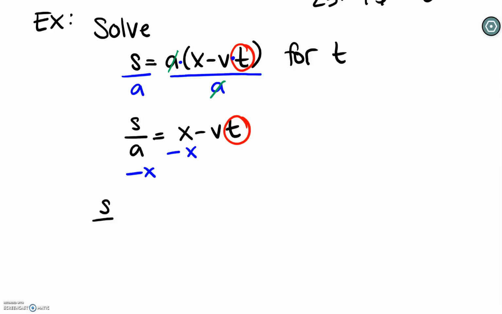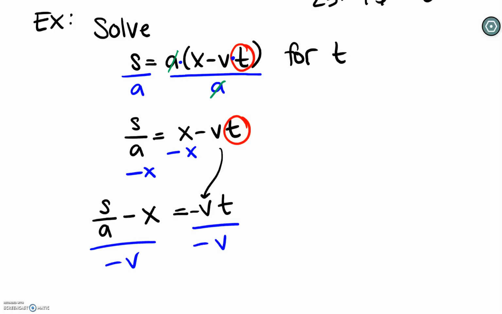Leaves us with s divided by a minus x is equal to negative vt. Holy crap, I almost forgot that negative. And then our last step, divide everything through by negative v. Ugh, gross. So t is equal to s over a minus x, all divided by negative v. This is ugly. And this is my own fault for trying to be clever and doing that instead of distributing first. So let's just redo this with the distribution.